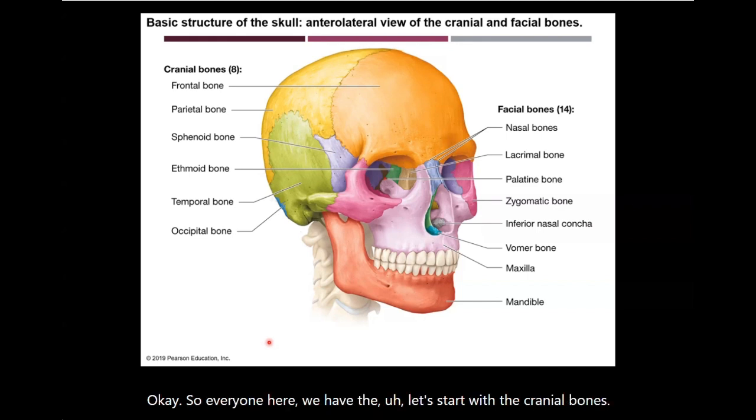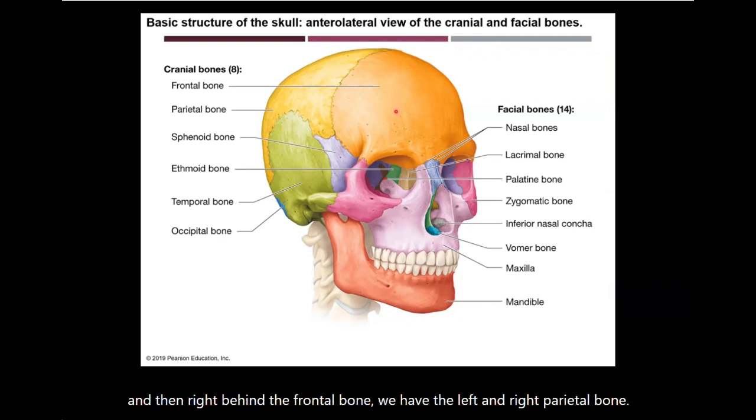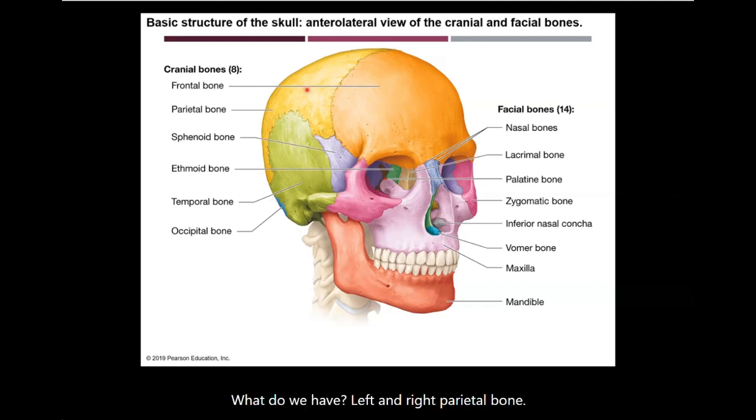So everyone, let's start with the cranial bones. Cranial bones are the bones of the skull. And what is this bone here where we have our forehead? Frontal bone. And right behind the frontal bone, we have the left and right parietal bones. What do we have? Left and right parietal bones.